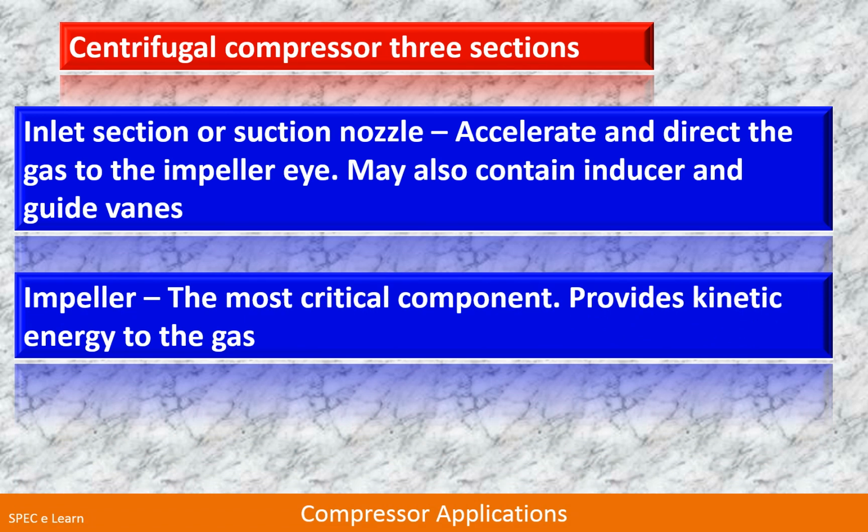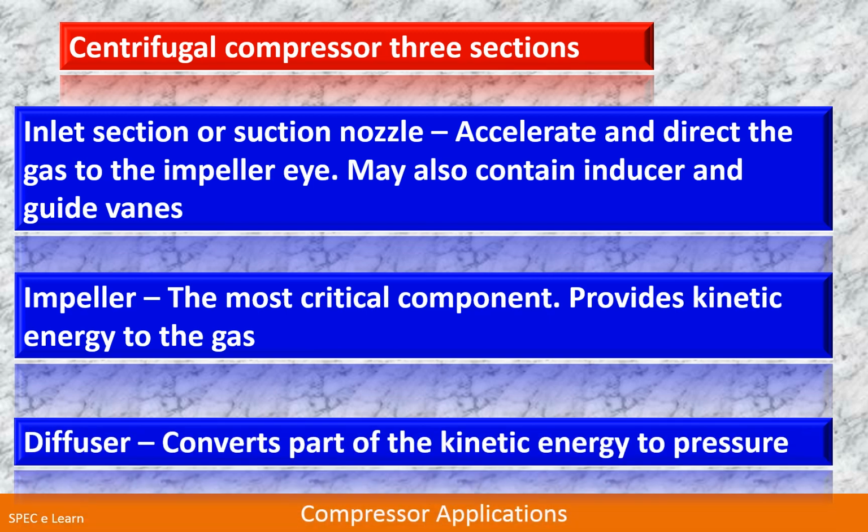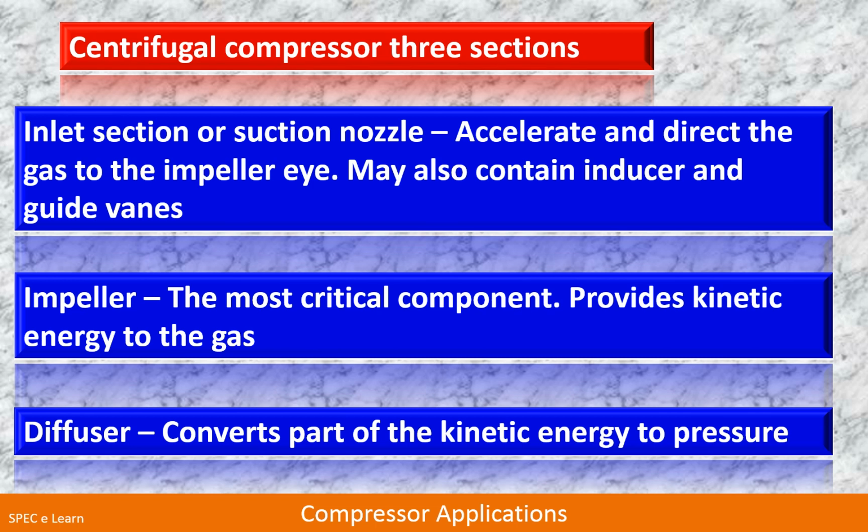The second component is the impeller, the most critical component in the compressor. It provides kinetic energy to the gas. The third component is the diffuser, which converts part of the kinetic energy to pressure.